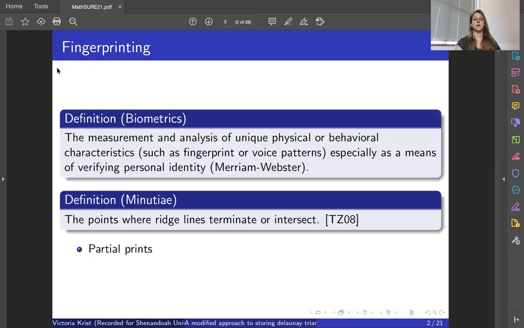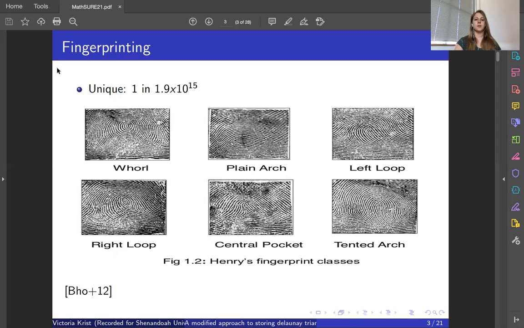Fingerprints are a type of biometric in that they are used to verify a person's identity. In a lot of fingerprint matching algorithms, minutiae are extracted and evaluated. Minutiae are the points where ridgelines terminate or intersect. So far, more needs to be done in order to evaluate partial prints and be able to use those data. Fingerprints are unique, and they can be classified into 6 different classifications based on their physical features.